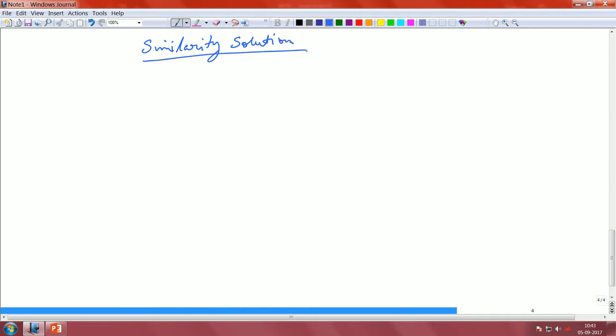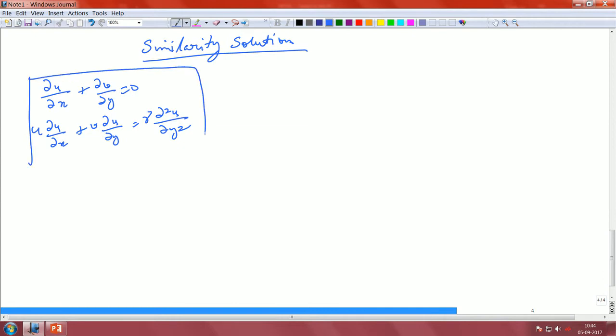So, what is similarity solution to begin with? The basic idea is very simple. We will start with momentum and then we will try to see how it translates to the energy equation. So, let us put the two equations side by side, so in case we need to refer to them, we can do it quickly. So, these are the two sets of equations.